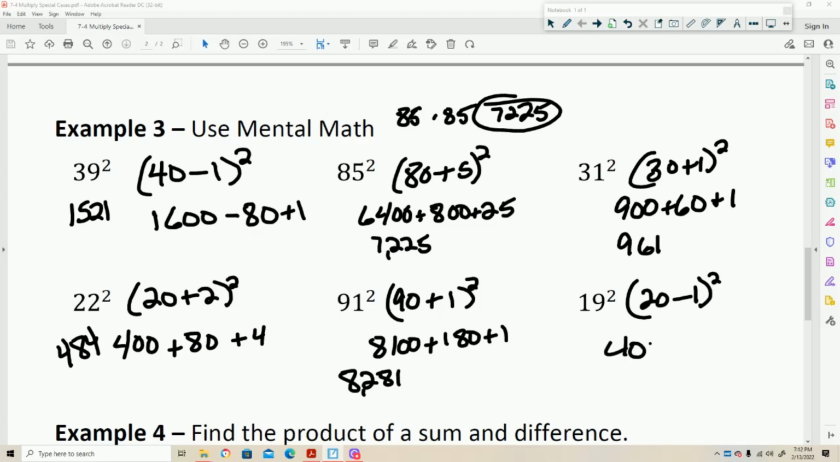You get 400 minus 40 plus 1. Well, 400 minus 40 is 360, plus 1 is 361, and I happen to know 19 squared is 361, so that actually works out. That takes care of example 3.